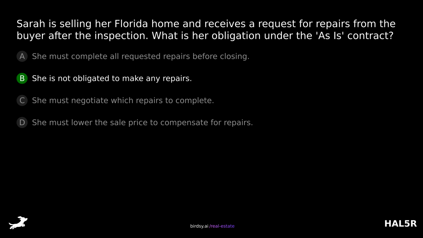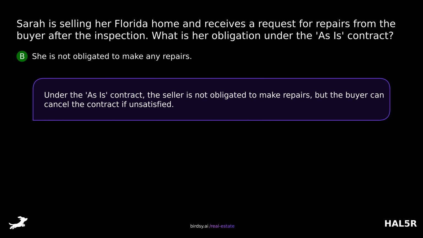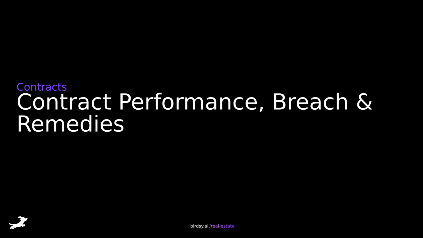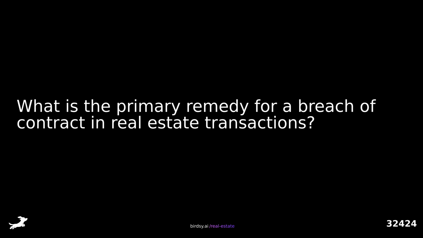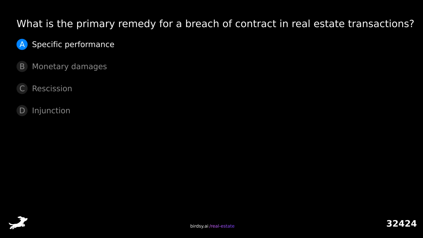The answer is B, she is not obligated to make any repairs. Under the as-is contract, the seller is not obligated to make repairs, but the buyer can cancel the contract if unsatisfied. Contract performance, breach, and remedies. What is the primary remedy for a breach of contract in real estate transactions? Is it A, specific performance? B, monetary damages? C, rescission? Or D, injunction? The answer is B, monetary damages.